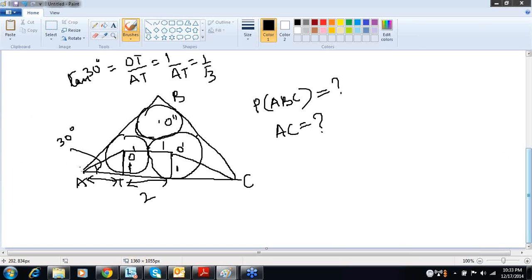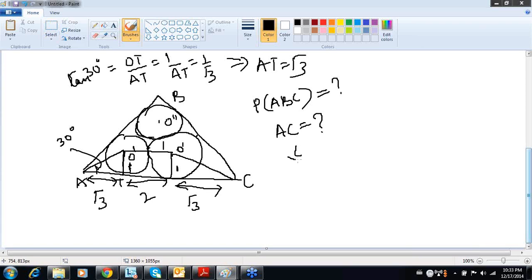Okay. So this needs to be 30 degree because this is an equilateral triangle. So this will be dividing this 60 degree into two equal pieces. So 30 degree it will be. So tan 30 degree will be what? Equal to OT upon AT. Now OT is 1. Put the value. 1 upon AT is equal to 1 by root 3. So which implies AT is equal to root 3. So this value is root 3. So this value will also be root 3.